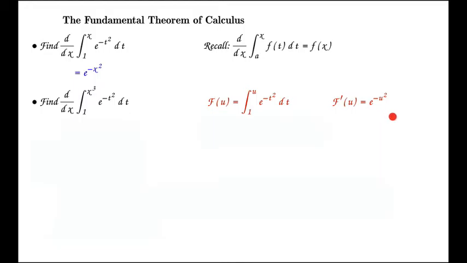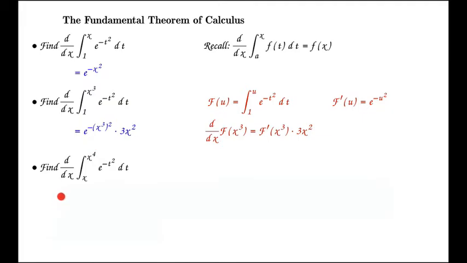To solve this problem further, we need to use the chain rule, because we're taking the derivative with respect to x of a function of x cubed. We need to take the derivative of the function, evaluate it at x cubed, and multiply it by the derivative of x cubed, which is 3x squared. So our final answer is e to the minus x cubed squared, plugging our x cubed back in for u, times the derivative of x cubed, which is 3x squared. So our final answer is e to the minus x cubed squared times 3x squared. Let's look at one more example.